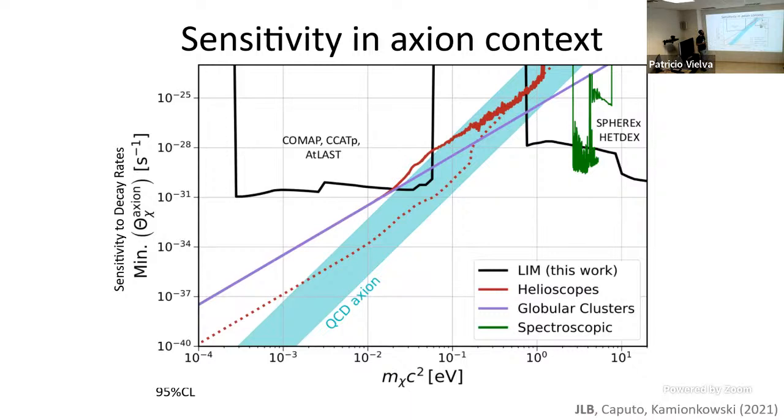There's a lot of interest in this range right now because of the recent 4-sigma excess in the cosmic optical background that has been measured by the New Horizons probe.